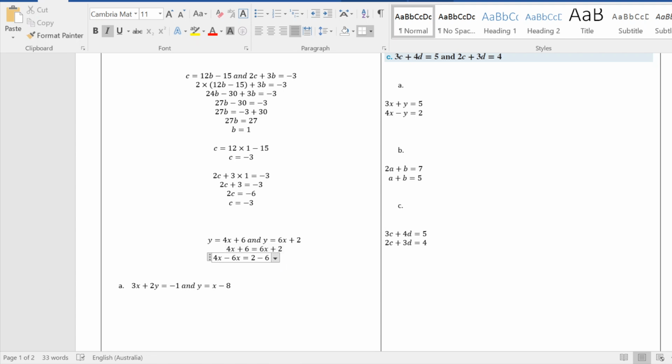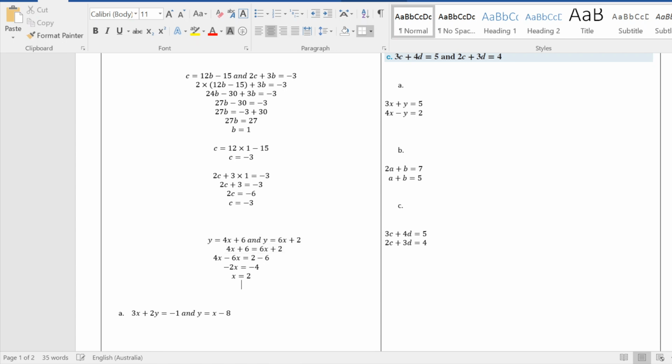All right, from there, we can simplify it down again. 4x minus 6x is minus 2x. 2 minus 6 is minus 4. Then you just rearrange. Negative 2x is equal to negative 4. That means that x is going to be equal to negative 4 divided by negative 2, giving us a value of 2. Again, I'm just going to quickly substitute in this video. So we've got a value of x equals 2.